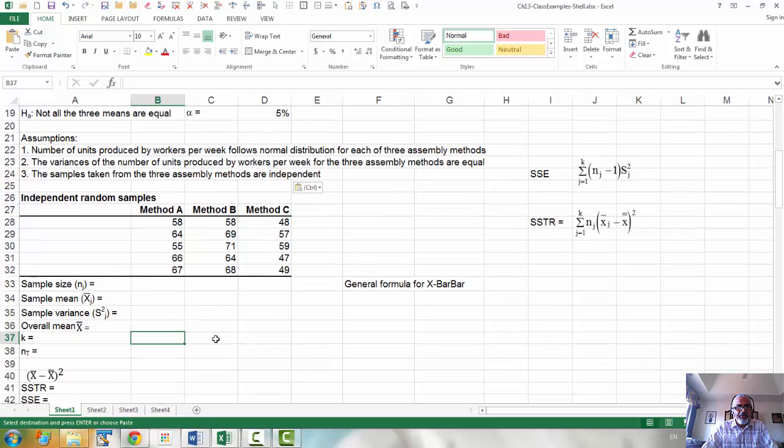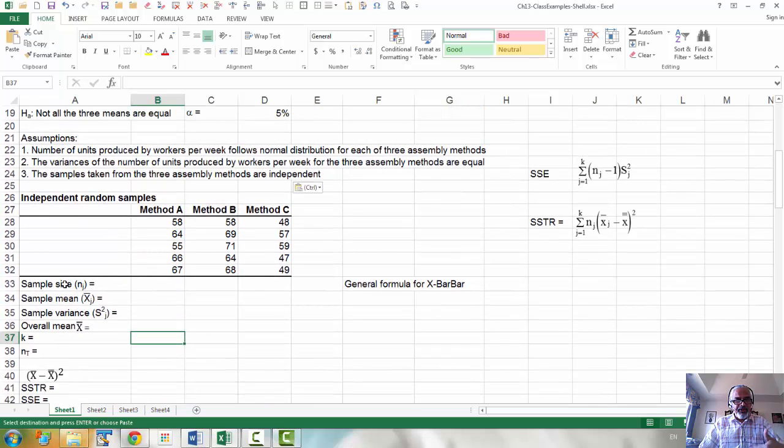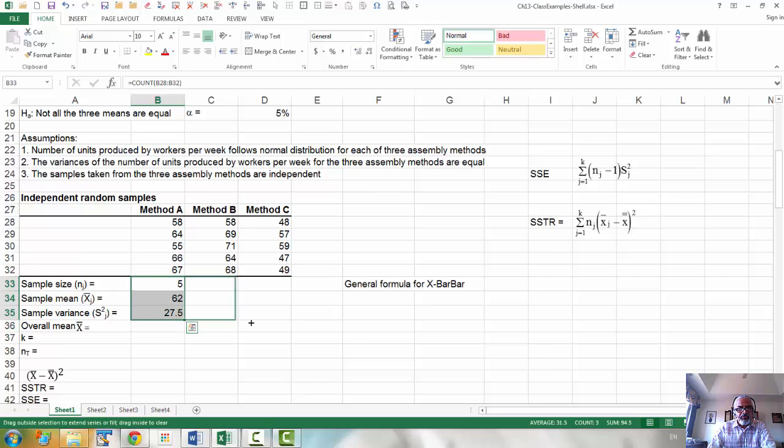Now we have to develop the analysis of variance table so that we can do the test, and for that we have to set up some minimum initial statistics. So we need the count. That's our sample size, and for a one factor analysis of variance, the sample size need not be all the same. It could be different. Now sample mean is the average, and sample variance is var dot s. Okay, so these three can be copied over. So method A, method B, and method C.